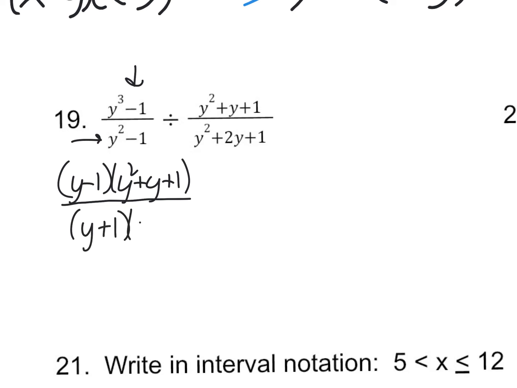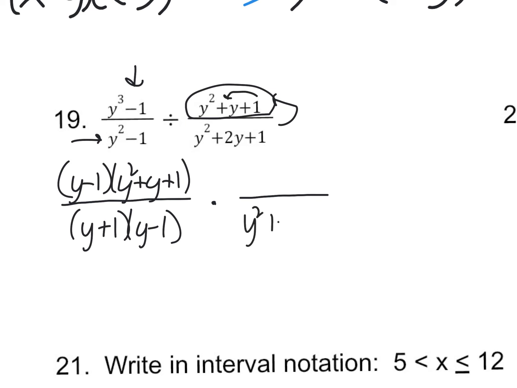So I'm going y plus 1, y minus 1 on my denominator, times, okay, don't forget I'm flipping this one. This numerator right here, I can't factor that at all. There are no factors of 1 that add up to be 1. So I'm going to bring it to the bottom because remember I'm flipping that one. I'm going to take the denominator and make it my numerator, but I'm going to factor it.